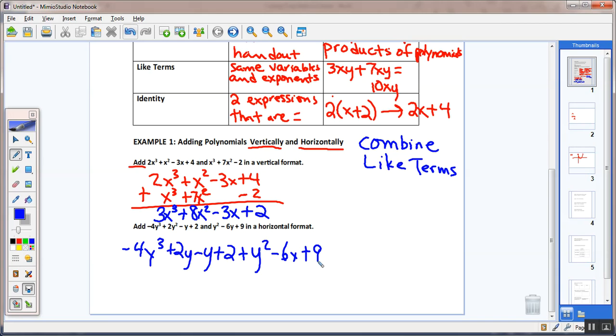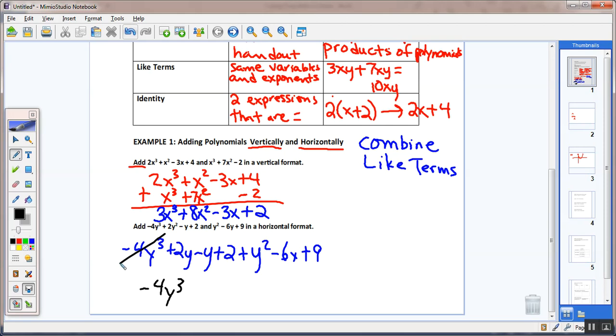Okay, I look for the highest degree. What is the highest degree in here, kids? 3. Okay, when I do this horizontally like this, I'm going to say, well, are there any third powers in here to put together with this? Are there any, kids? Nope. So we know we've got negative 4y to the third. And when we do horizontal stuff, I like to cross stuff out like this.